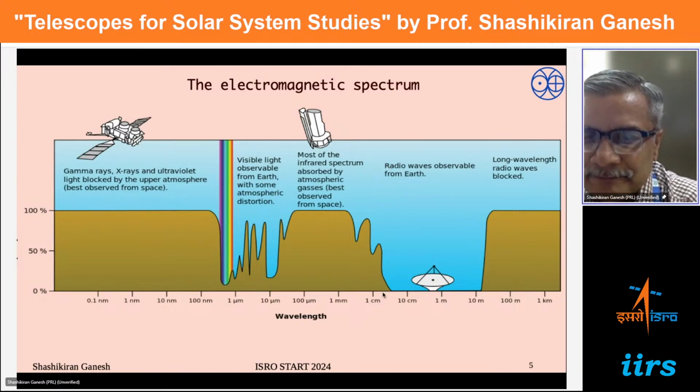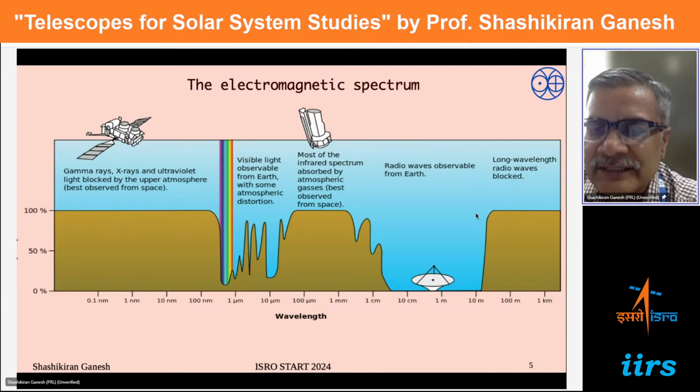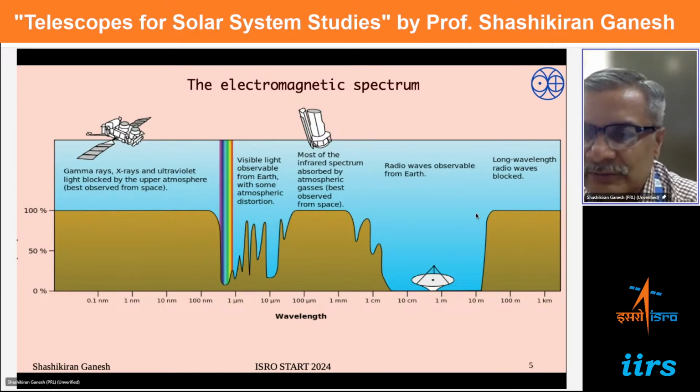Radio waves essentially travel down to the surface of the Earth, and one can observe the universe in these bands relatively easily. However, even here, beyond a few tens of meters, the wavelength is completely blocked. So we don't have any major ways to observe the universe at longer wavelengths than these.